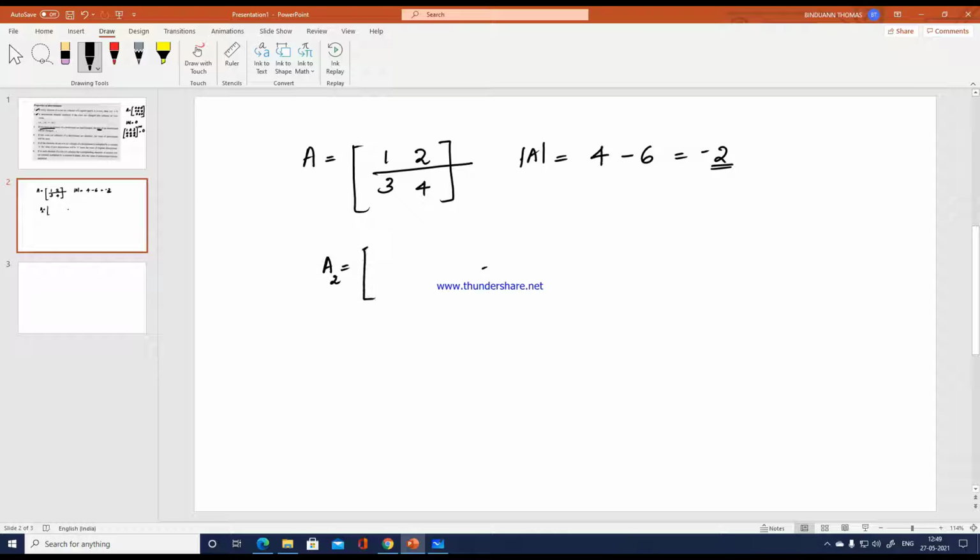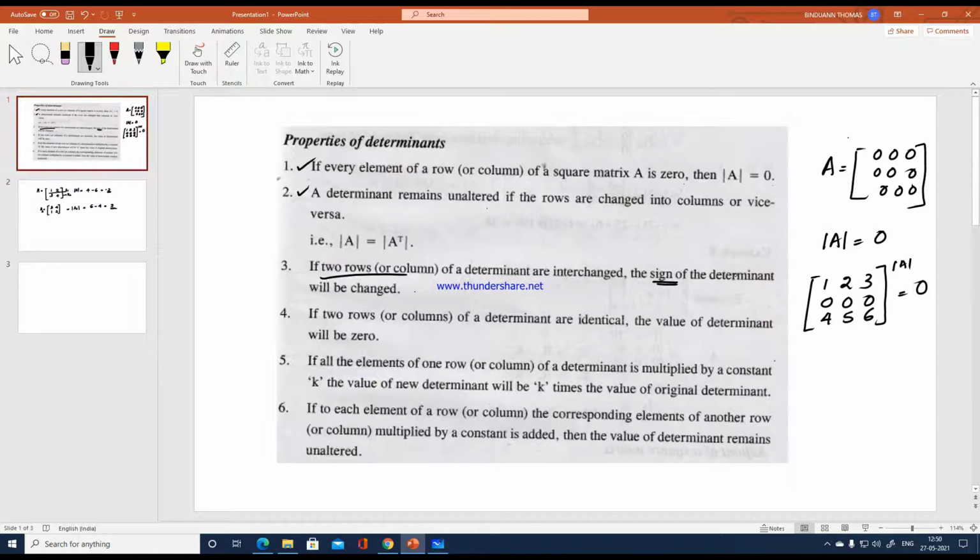Let's see if I interchange the rows. This is row 1 and this is row 2. So let's interchange the rows. Let row 2 be row 1 and row 1 be row 2. So this is the interchanged one. Let's see what the determinant is here. It is 6 minus 4, and you'll get the answer 2. That is what it says. Whenever you interchange a row or a column, the sign of the determinant will be changed.